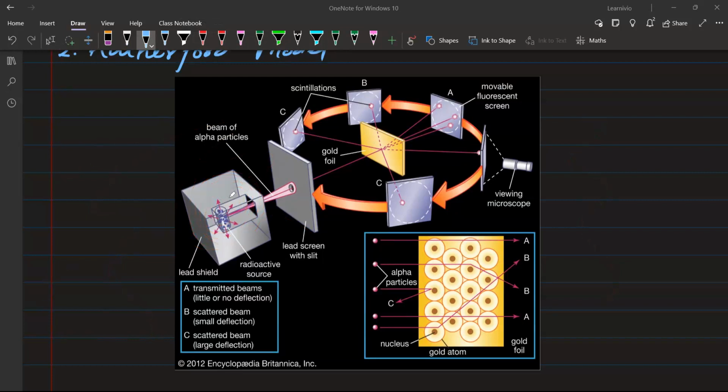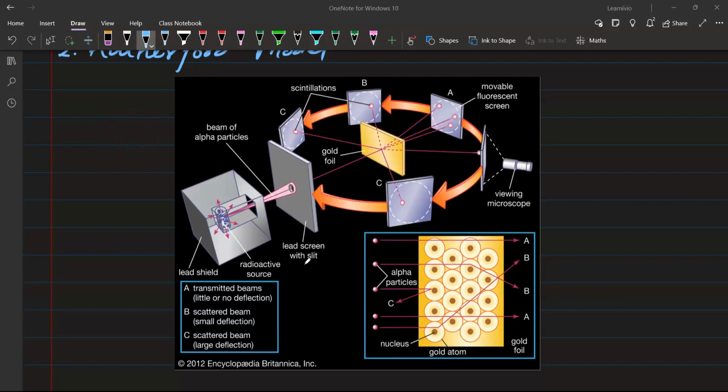Here we are going to keep a radioactive source. It is going to give you a beam of alpha rays. What are alpha rays? These are the nucleus of helium. Helium has 2 electrons, so the alpha particle will be helium with 2 positive charge. So the alpha particle is a positively charged particle.